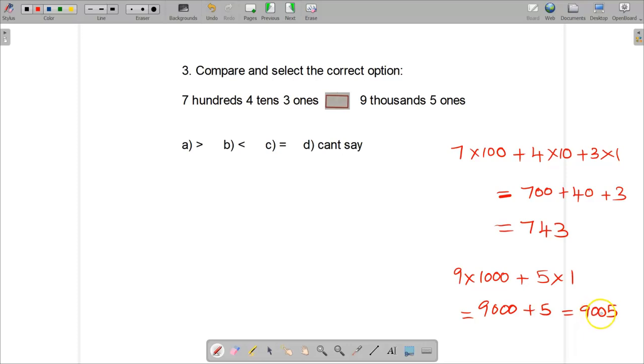So we need to put 0. Okay, so you should not put 95. Hundreds position and tens position it is 0. So it is 9005.